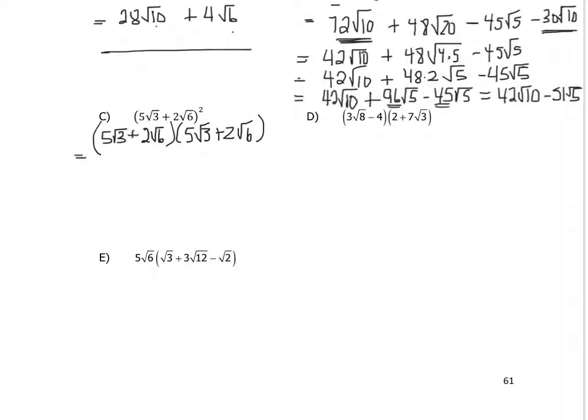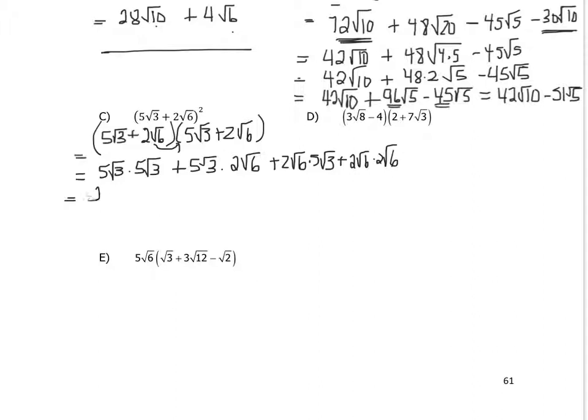And then you would do your distributive property. So the 5 root 3 would get multiplied by the 5 root 3 in the second expression. And then the 5 root 3 would get multiplied by the 2 root 6. And then you would basically distribute the 2 root 6 the same way. So the 2 root 6 would get multiplied by 5 root 3. And then the 2 root 6 would get multiplied by the 2 root 6 again.